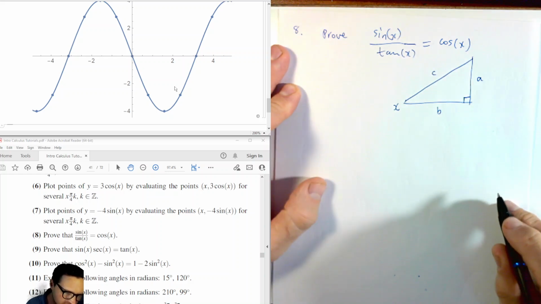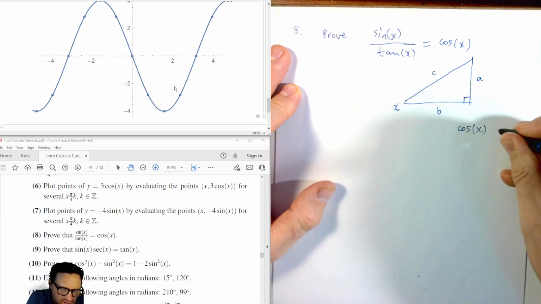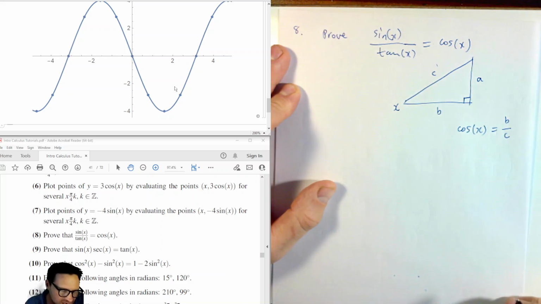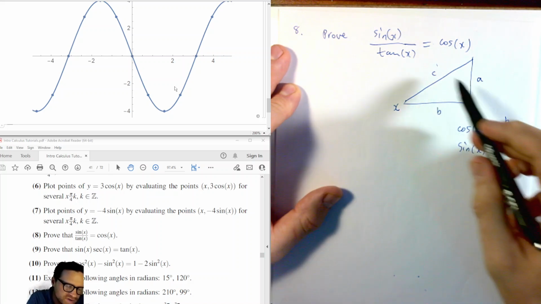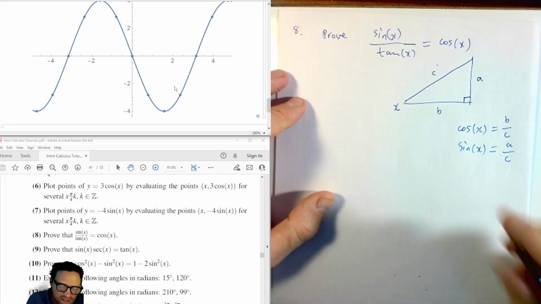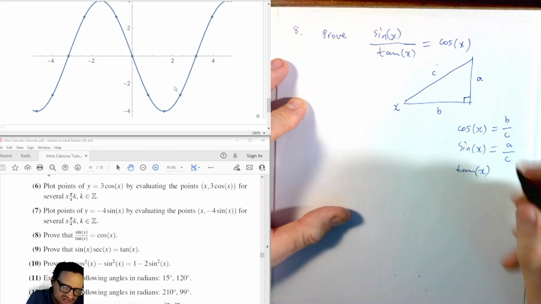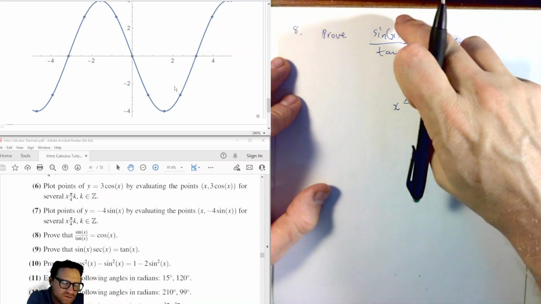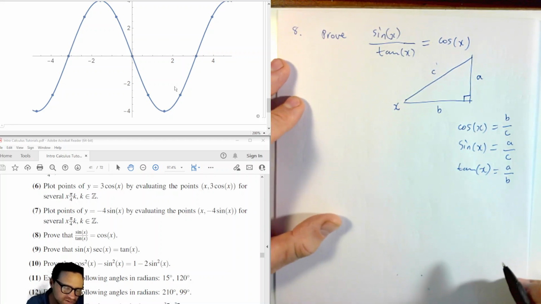All right, so here we have, let's first write cos of x. That's adjacent over hypotenuse, so this is B over C. Okay, next, sine of x. This is opposite over hypotenuse, that's A over C. And tan of x is defined as opposite over adjacent, so A over B. Okay, now we're asked, what is this ratio? Is it in fact cos of x? Well, let's have a look.